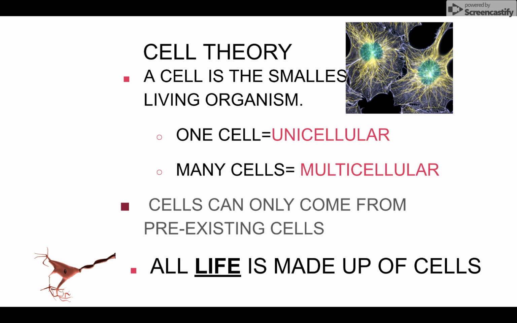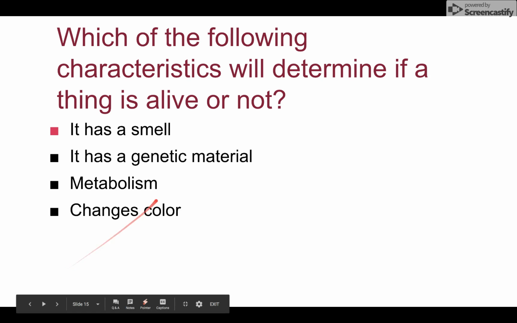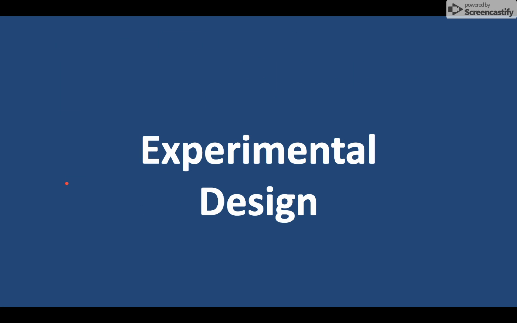You might have a multiple choice question on this. Which of the following characteristics will determine if a thing is alive or not? So here are the options, and I'd like you to pause the video and just decide what you think it is. So if you picked metabolism, the answer is correct. All of these other things are not part of the 8 characteristics of living things. The only one that fits within the 8 characteristics would be metabolism. So that would be the answer to this question.